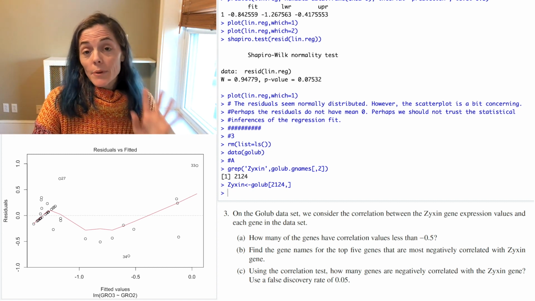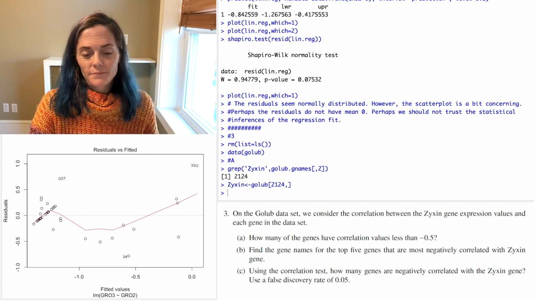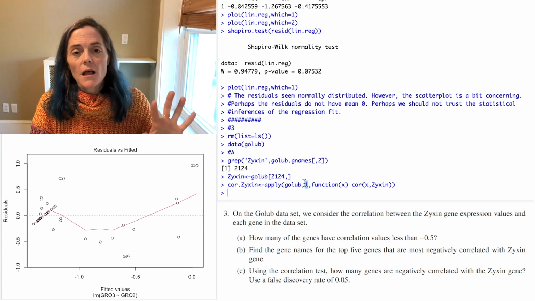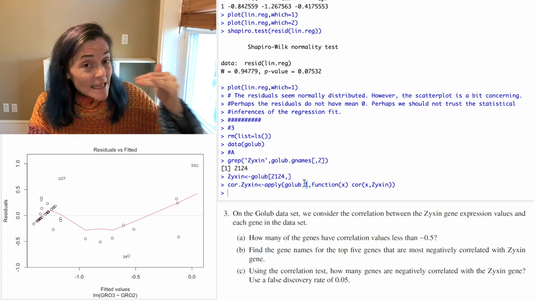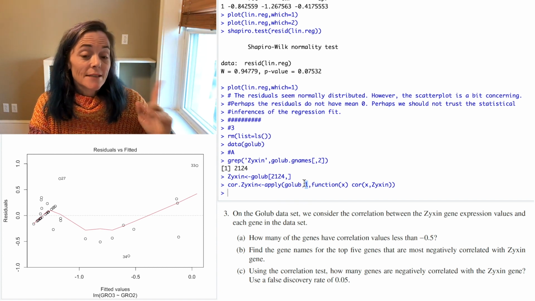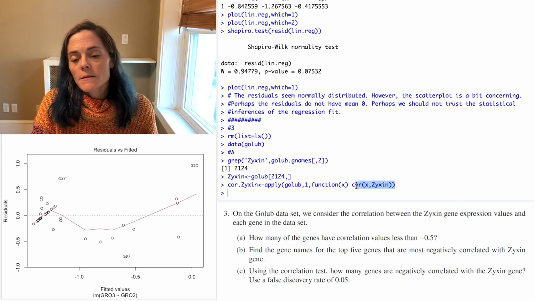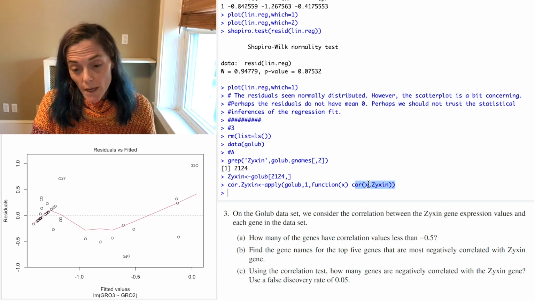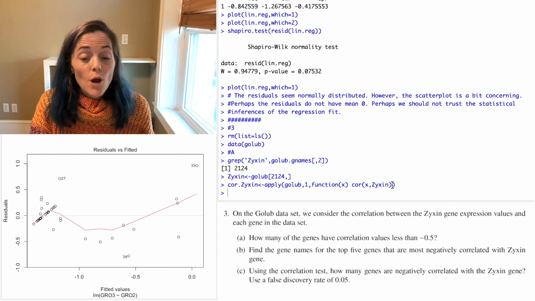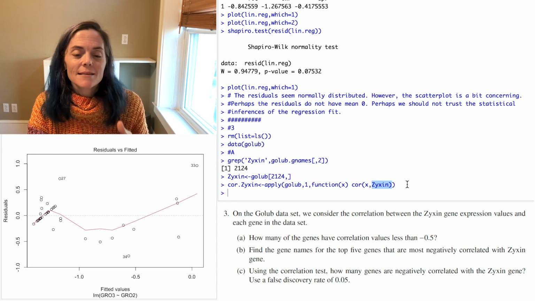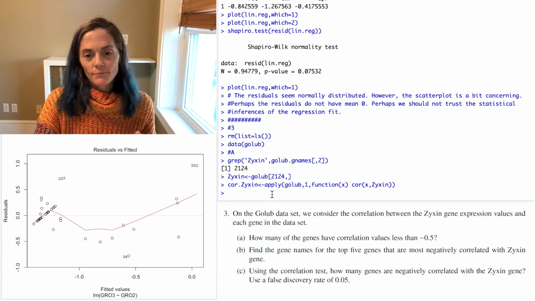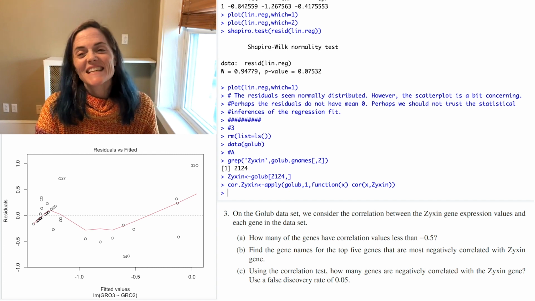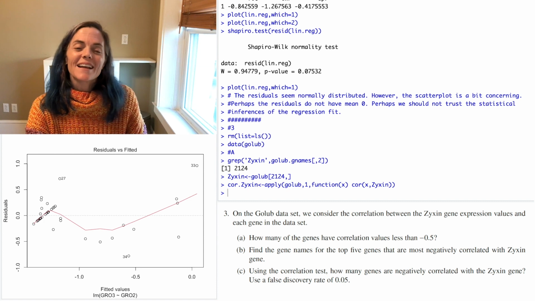Here we want to use the apply function. You notice I'm applying to the rows of the Golub data set. Recall that each row corresponds to a different gene. This function gives us back the correlation coefficient between a given row and this ZYXIN gene. Now, we want to know how many have correlation coefficient less than negative 0.5.